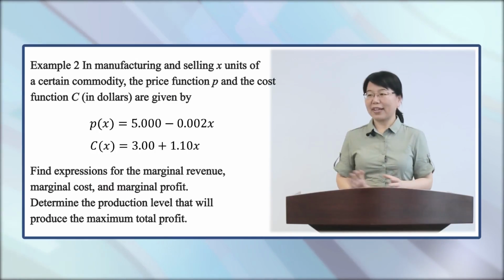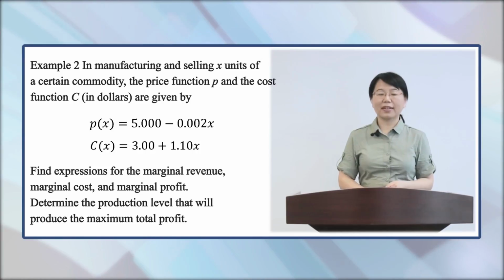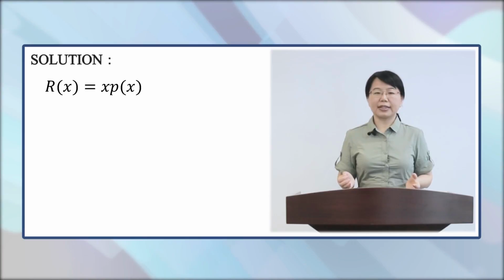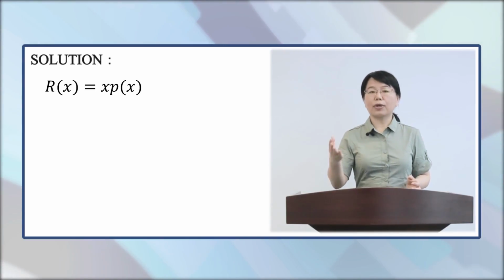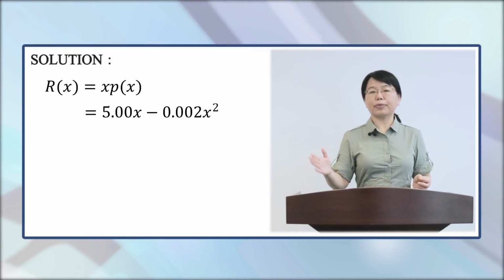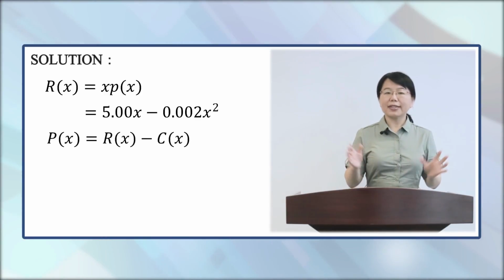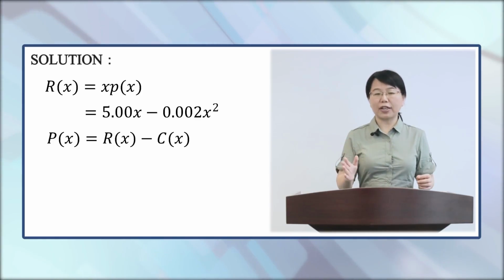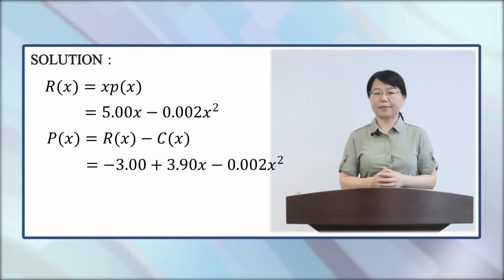Very good job. Thank you, Jack. Let's solve the problem together. So first, the revenue function is R of x is equal to the product of x and p. So in this problem, it's equal to 5x minus 0.002x squared. And the profit function is equal to the difference of the revenue function and the cost function. So it is this expression.